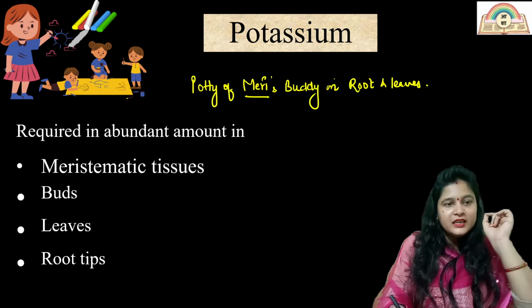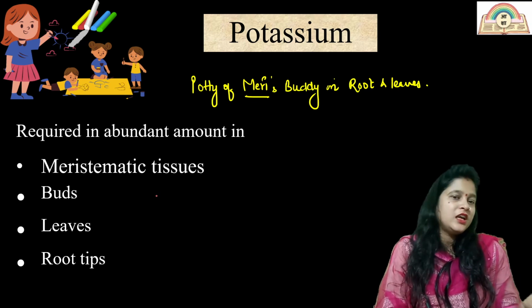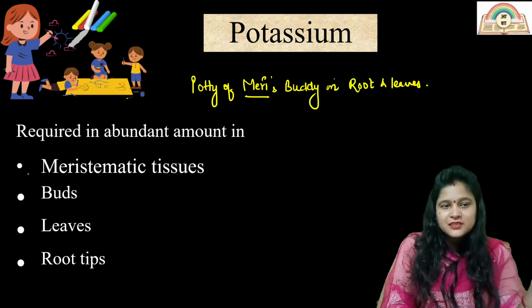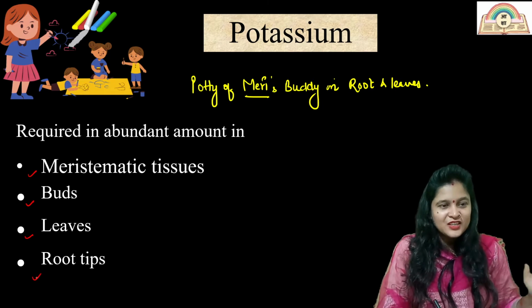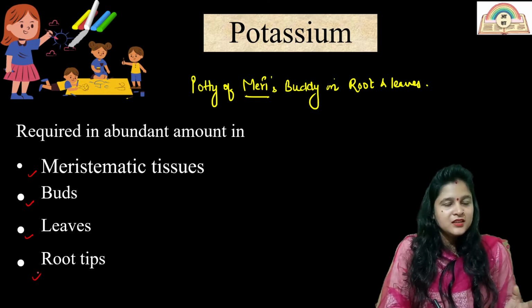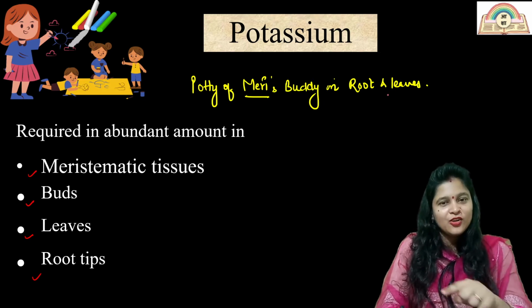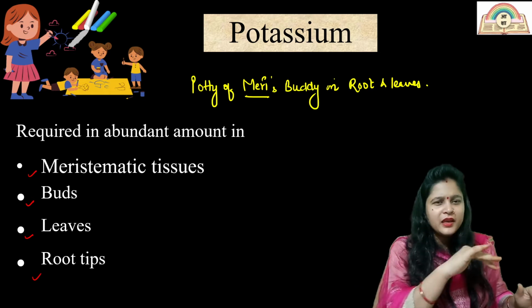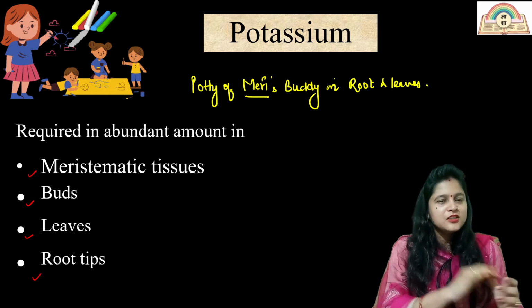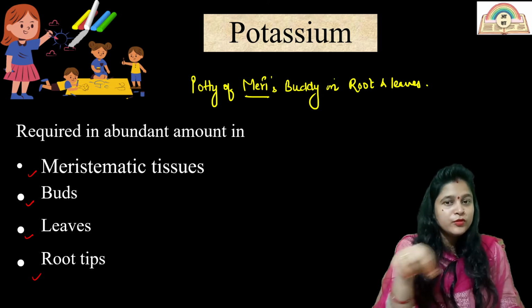Now, it is required in abundant amount in which areas of the plant? In the meristematic tissues, in buds, in leaves and in root tips. So, how can you remember this? Potty of Mary and Buddy on root and leaves. There are some small kids, one is Mary and one is Buddy, right? So the potty of Mary and Buddy is on the tip of roots and leaves.